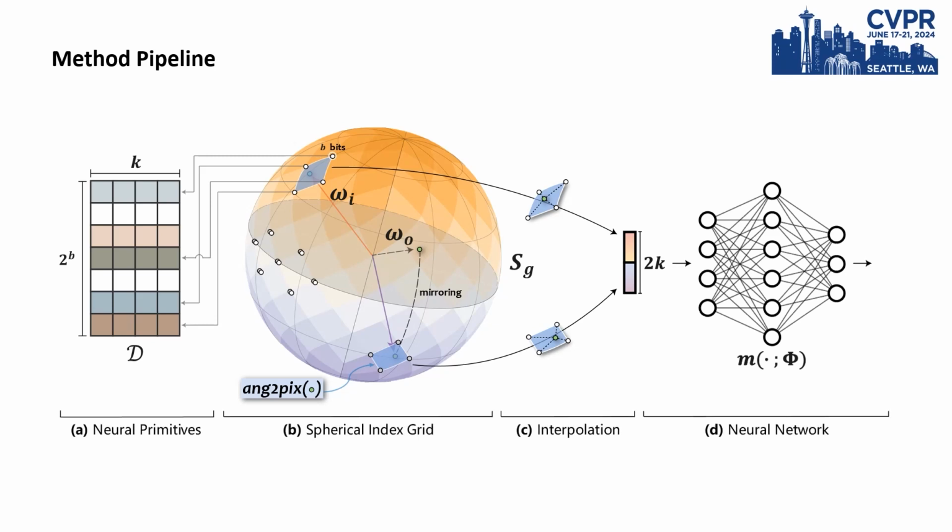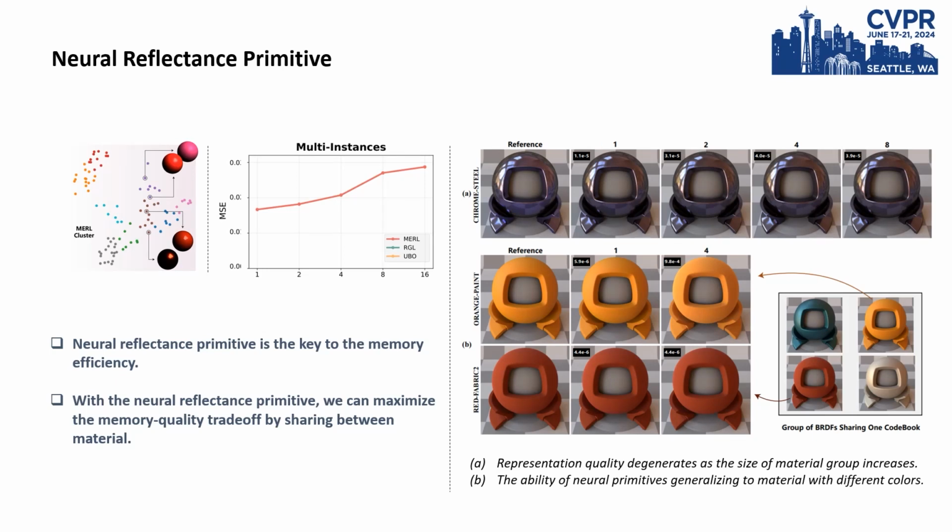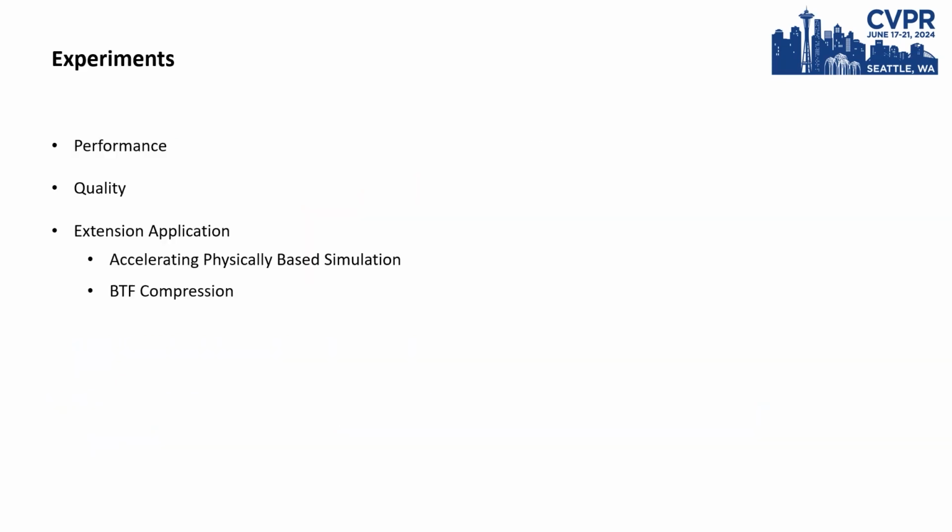Additionally, the neural reflectance primitive plays an important role in our system. It is the key to the memory efficiency. Next, I will demonstrate the experiment results in three aspects: performance, superior quality, and two extension applications.